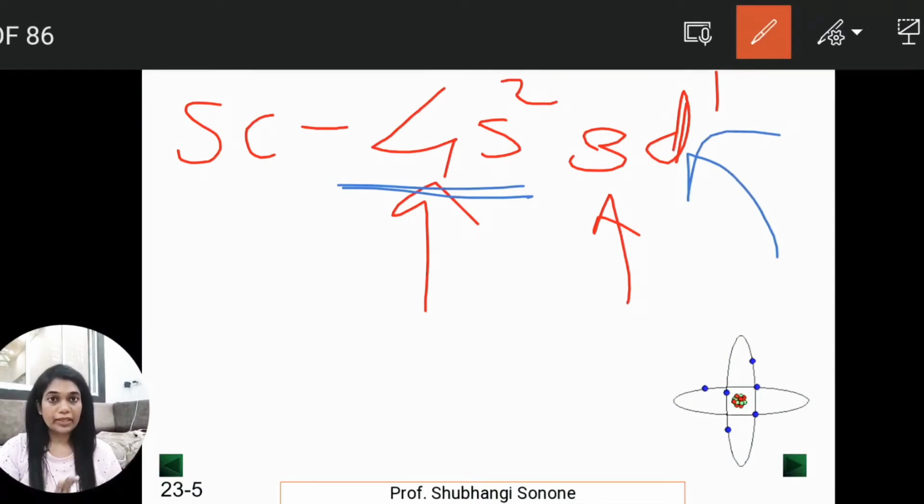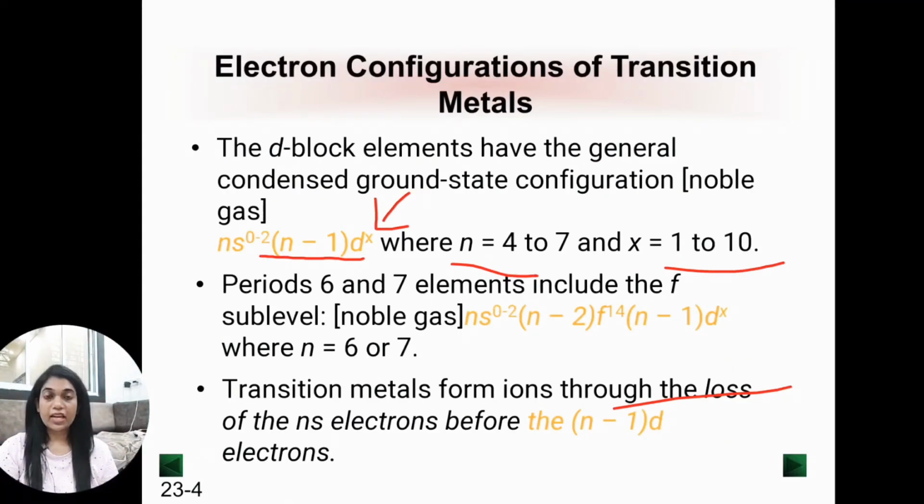Then it enters the 3d orbital. But the 3d orbital is the inner orbital while the 4s orbital is the outer orbital, which means our last electron is entering the penultimate shell. So what is the penultimate shell? The shell before the last shell, or before the valence shell, is called the penultimate shell. If 4s is our valence shell because it is the outer shell, then the 3d shell is our penultimate shell.